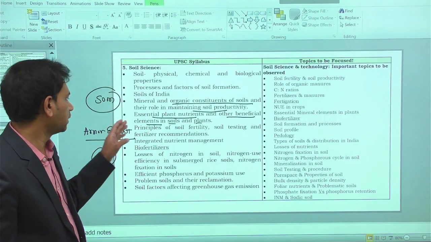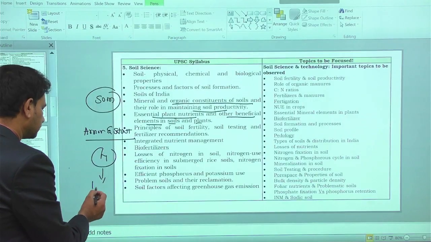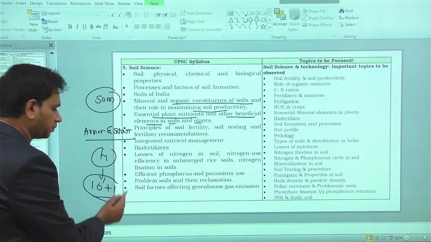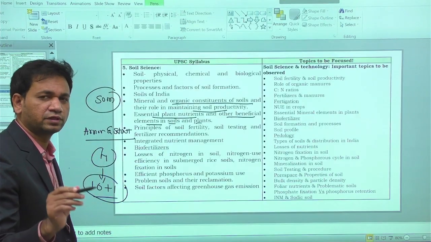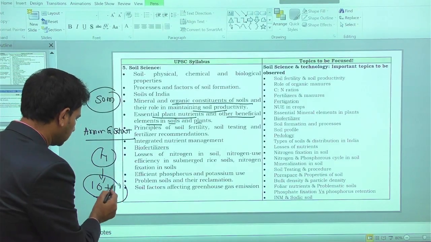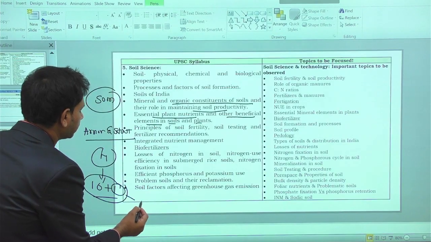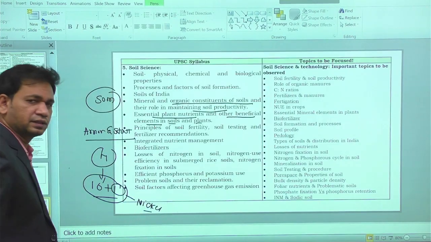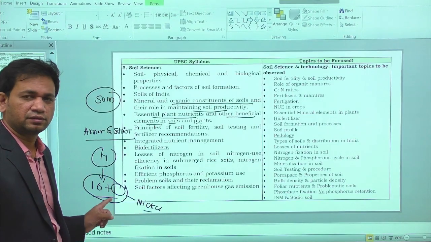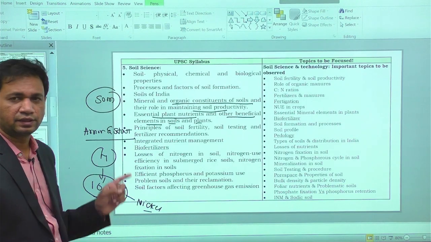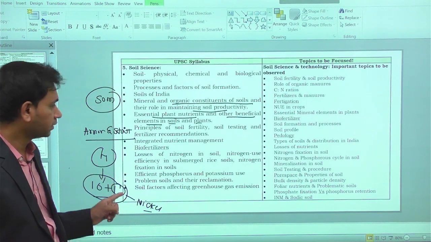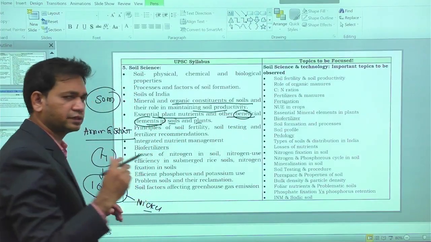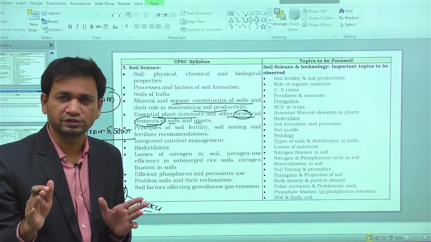Presently we have 16 plus 1 elements that are absolutely essential, meaning those elements are absolutely required for plant growth and development. The latest one is nickel. Nickel is the latest element to be added to the essential category. So presently we have a total of 16 plus 1 essential elements. Apart from the essential, we have some that are beneficial. Beneficial means they support plant growth and development but are not essential. You have to remember that.